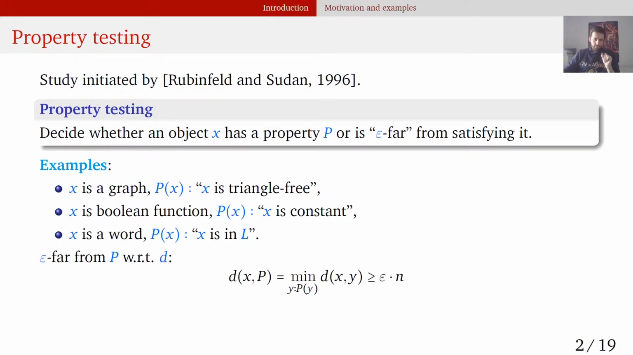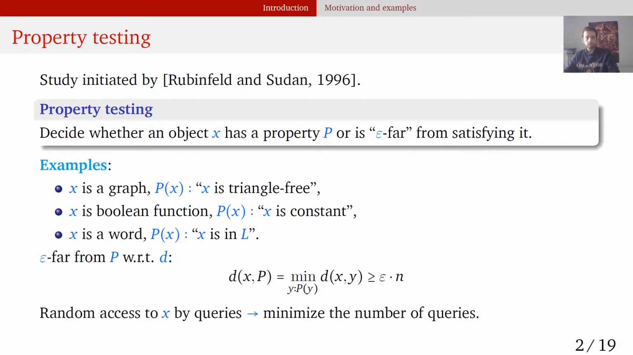Here, epsilon is some positive real parameter, and you have some notion of distance d, which depends on your application. We define the distance between x and the property P as the minimum over all y that have property P of d(x, y). And we say that x is epsilon far from this property P when this distance is greater than epsilon times n, where n is the length of x. In this setting, the algorithm has random access to the input x by queries, and the objective is to minimize the number of queries that the algorithm makes to the input.